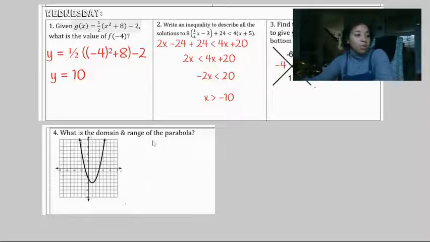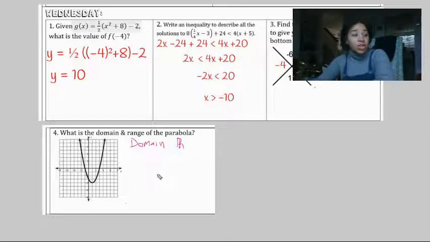What is the domain and range of the parabola? So the domain is, you see these arrows are going on forever. So our domain is going to be all real numbers. That's what all real numbers means.